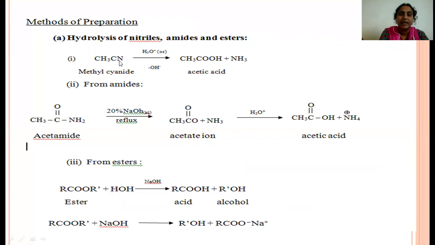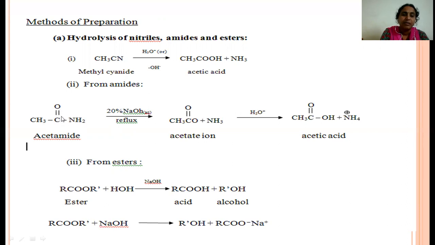So methyl cyanide on hydrolysis, what will happen? The triple bond is present between the carbon and nitrogen. That bond undergoes breaking and forms acetic acid and nitrogen, which is liberated as ammonia. This is the first preparation. In the second preparation from the amide, an amide is nothing but C=O NH2. This linkage is called an amide. So this is the acetamide structure, which also undergoes hydrolysis.